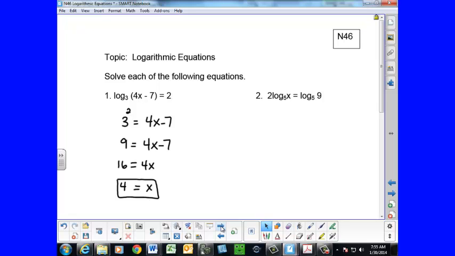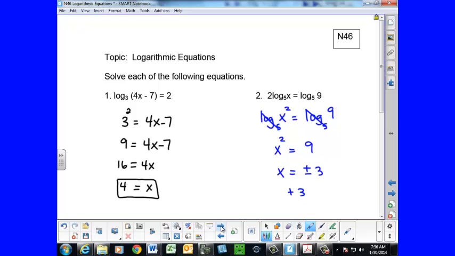Example number 2, we're going to take the left side of the equation and use the law of logs to rewrite that expression as log base 5 x squared equals log base 5 of 9. Okay, when we solve for x, we get x squared equals 9. Square root of 9 is plus minus 3. Just remember, the positive answer is the one that works.